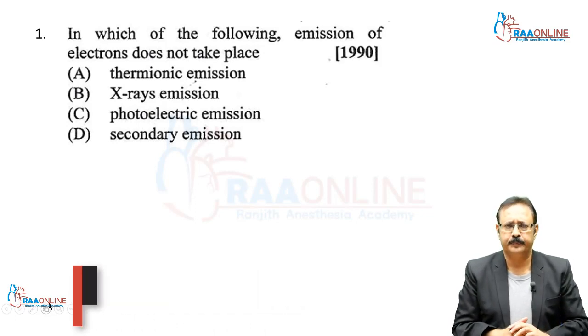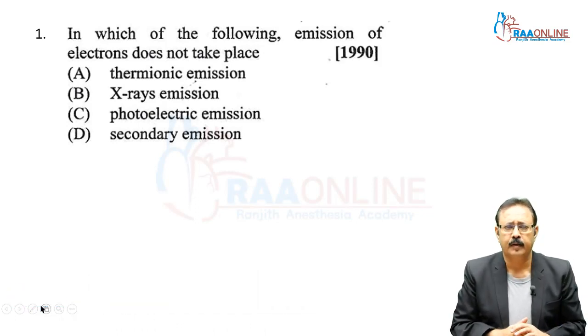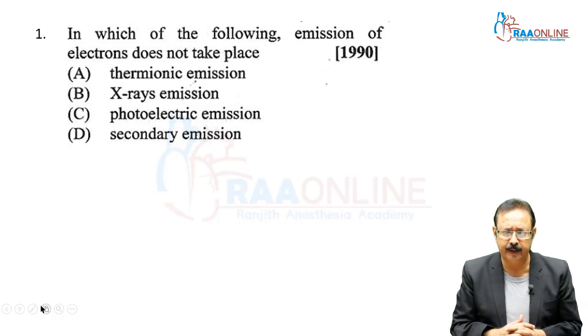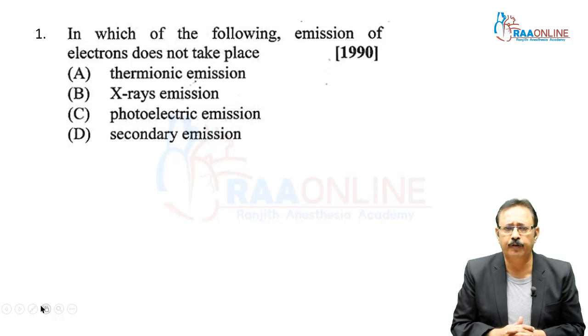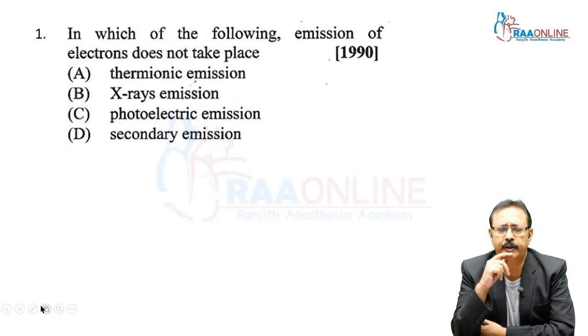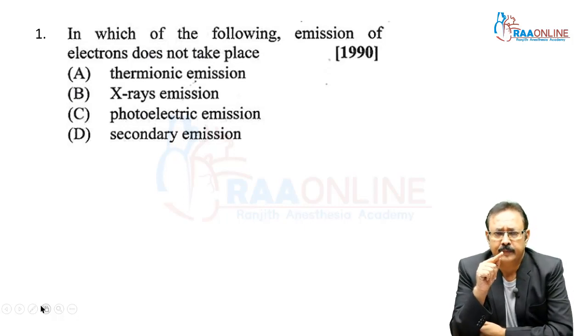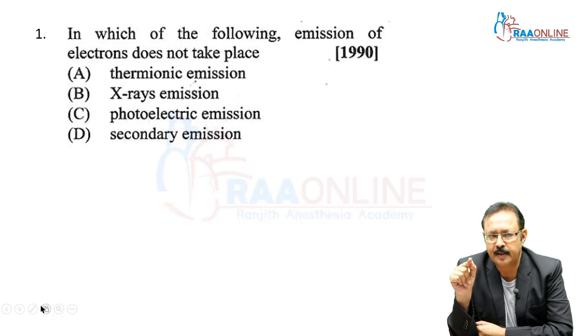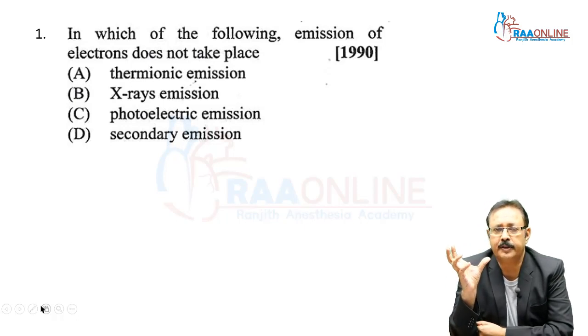First problem, which is from 1990 AIPMT. In which of the following emission of electrons does not take place? Thermionic emission, thermions are there. Thermions means electrons ejected from a surface by using heat energy.